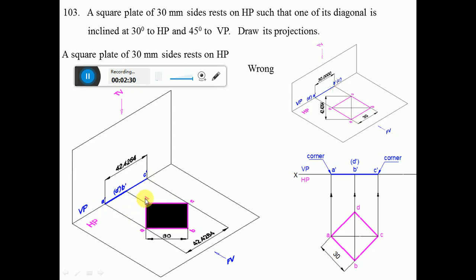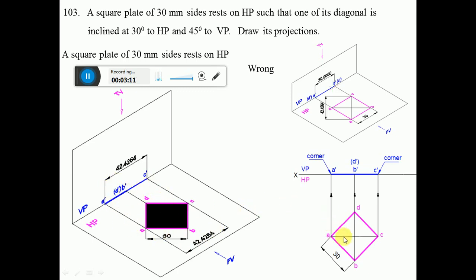Since it is parallel to HP, you are getting the true shape when you look from the top view. And since it is perpendicular to VP, you are getting a line in the front view. When you look from the front view, ABC is near to the observer, so A dash, B dash, C dash is visible, and D is away from the observer, so D dash becomes invisible. One diagonal is AC and the other diagonal is BD. AC diagonal is parallel to VP, so you can get the true length in VP, and AC diagonal is parallel to HP, so you are getting the true length in HP. So this is how we have to place the initial position.